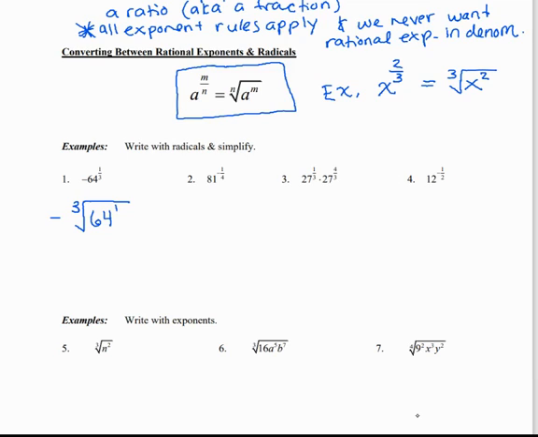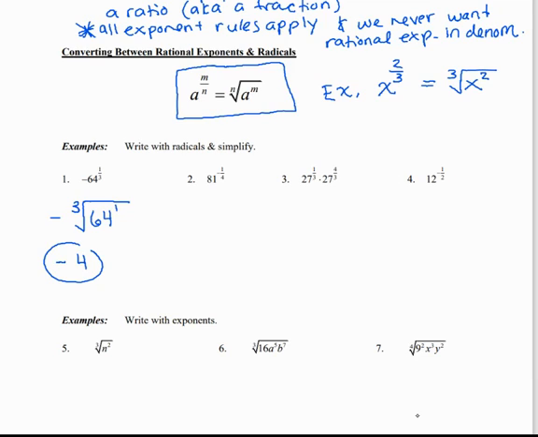Now I simplify. I have the negative out front, and the cube root of 64 is 4. So you may not have known by looking at number 1, like, oh, what's 64 to the 1/3 power? But what that really means is just what's the cube root of 64. Okay, let's look at number 2.